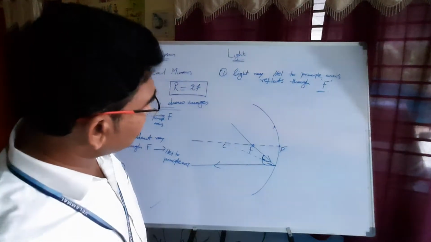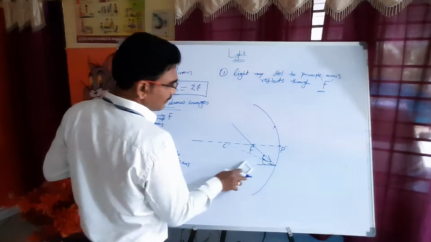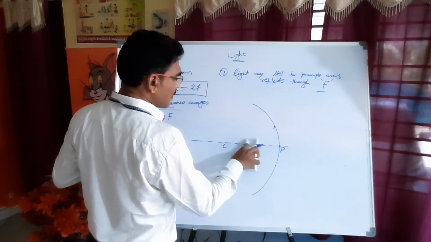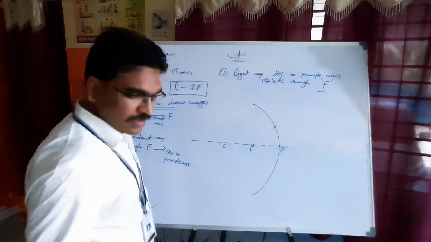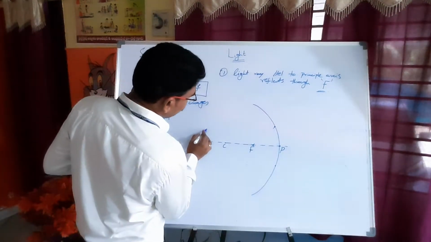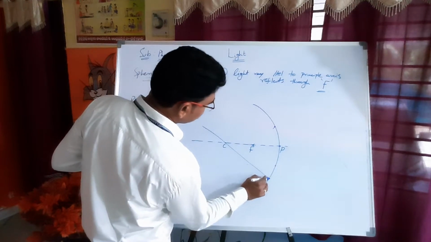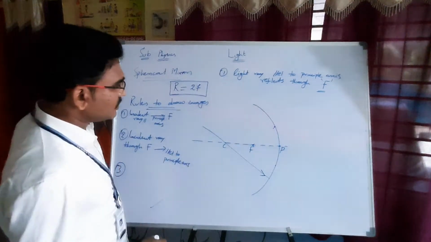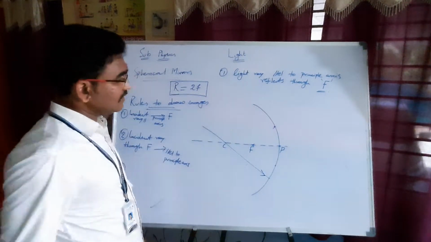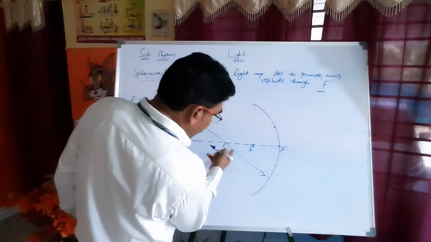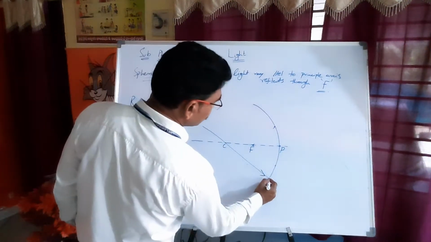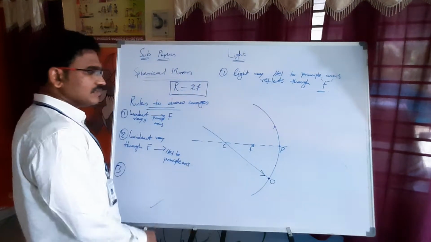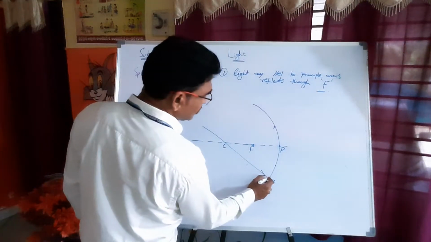Now a light ray is passing through C. Of course, it can pass like that or it can pass like that. Don't be confused. I am drawing only in this way. Even in this direction also I can draw. Now, a light ray is passing through C. Now it is incident. What is this point? This is the point of incidence. Let us take O, the point of incidence.